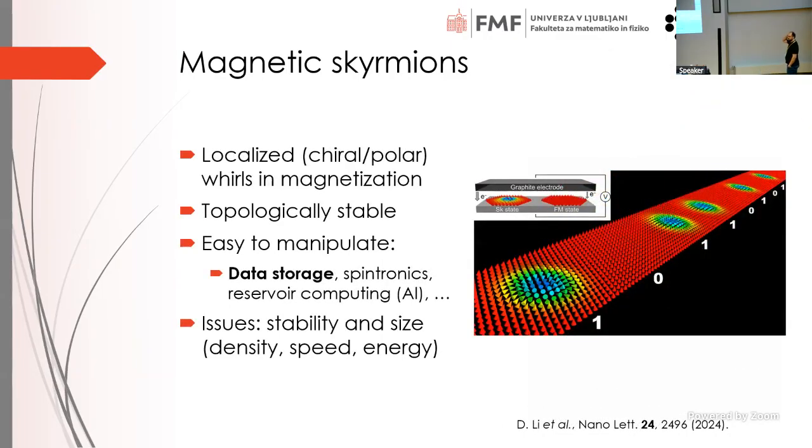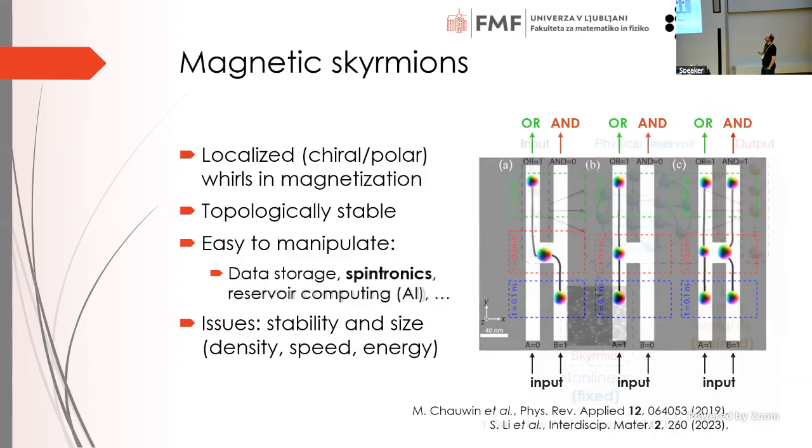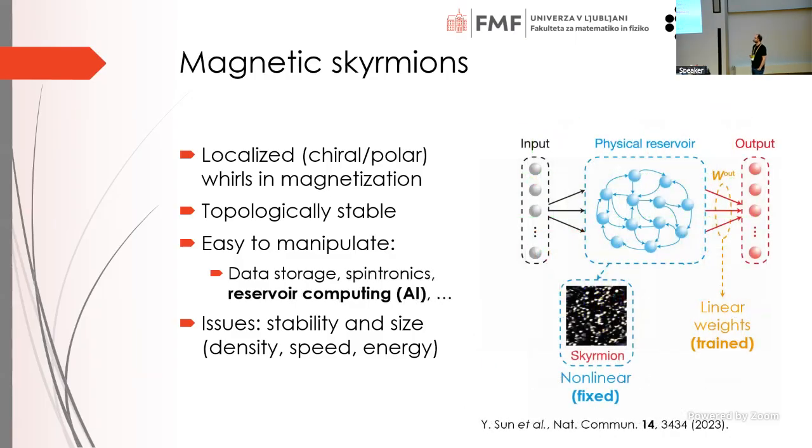So skyrmions, they're easy to manipulate. They've been proposed for data storage in racetrack memories, as we heard, and spintronics as well. You can do logic gates with skyrmions by driving skyrmions around. They tend to repel as well. So you can do logic, reservoir computing for AI applications, and many other applications.